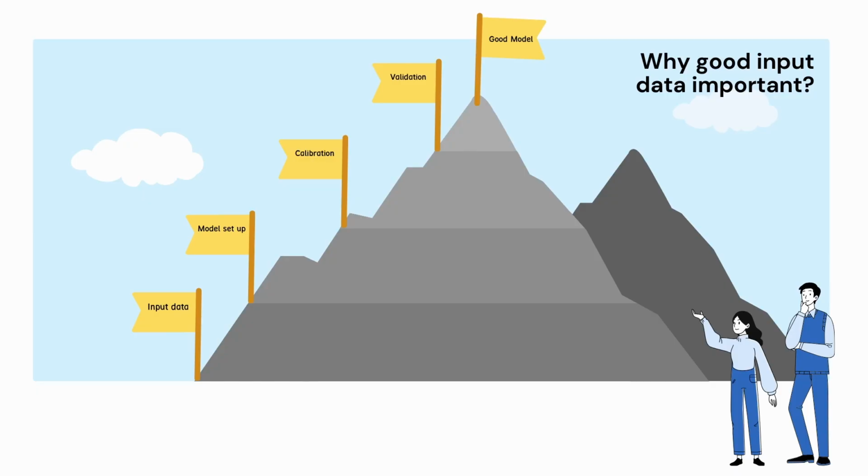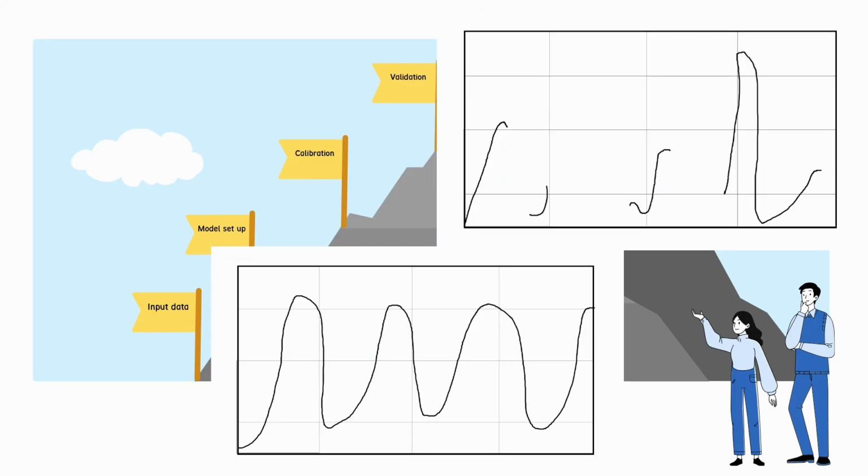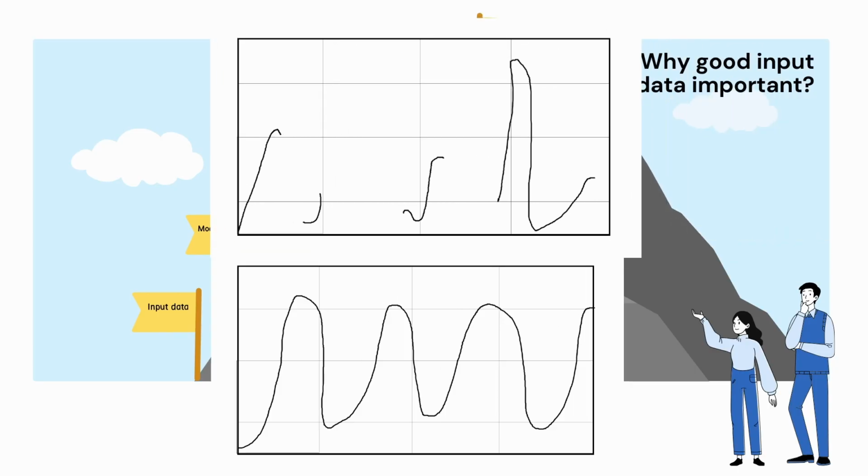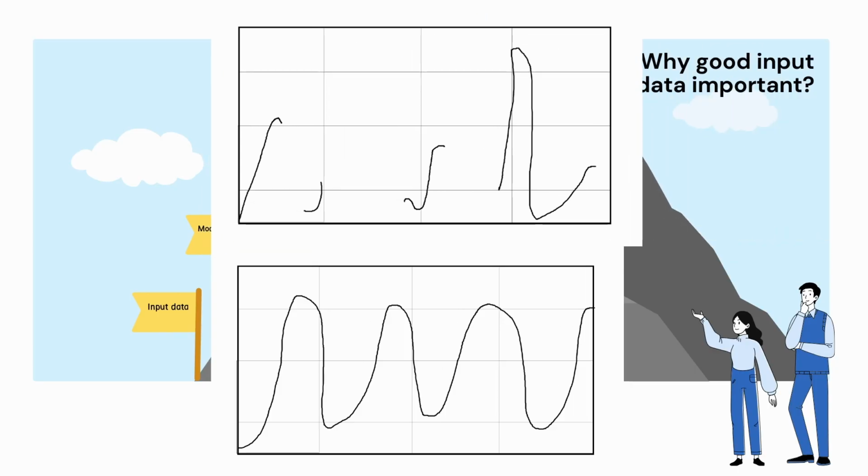First of all, we need to ensure that all required data points are present. For example, here are the graphs with the example data that has no missing data at the bottom, and the top one has some missing data points. And this missing data can lead to gaps in the analysis, affecting the accuracy of the model. There are different reasons for missing data points to occur.